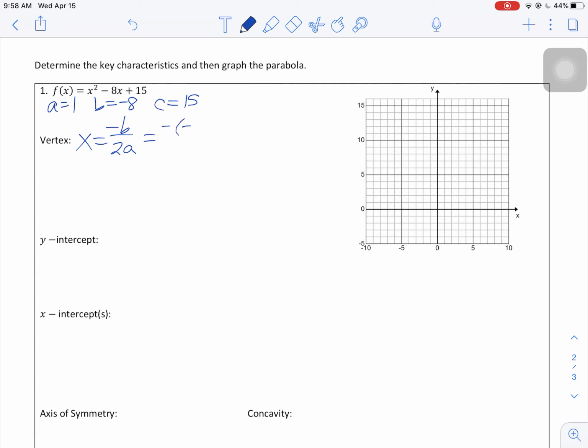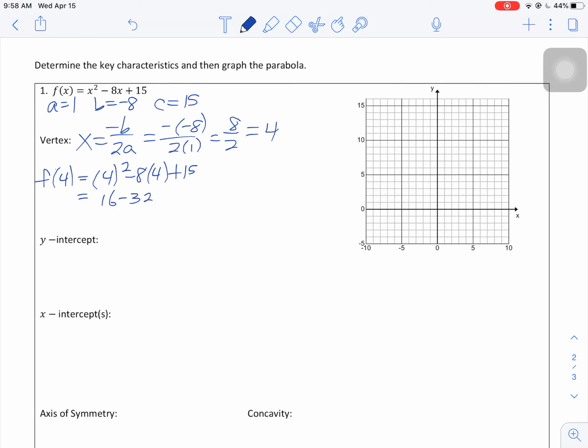All right, so negative 8 over 2 times a is going to simplify down to 4. So that's my x-coordinate of my vertex. And then now I take the 4 and I plug it in for x in the original equation, and then just simplify following order of operations. So 4 squared is 16.